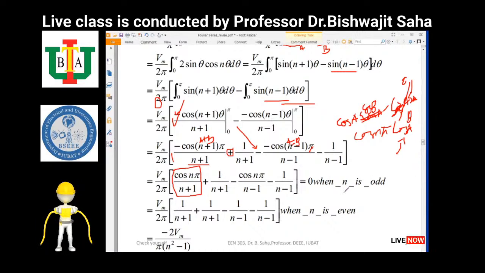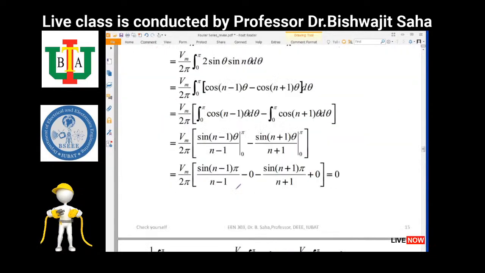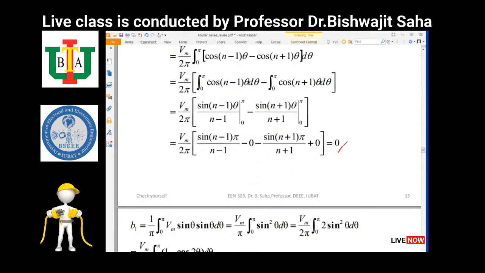So that is why it is written that when n is an odd number, then an is 0. When n is an even number, then we get minus 2 bm divided by pi (n square minus 1). Okay, an is like this. So you can do the bn in a similar way. So ultimately you'll get bn is 0. So I give you the task at your home to do bn by yourself.